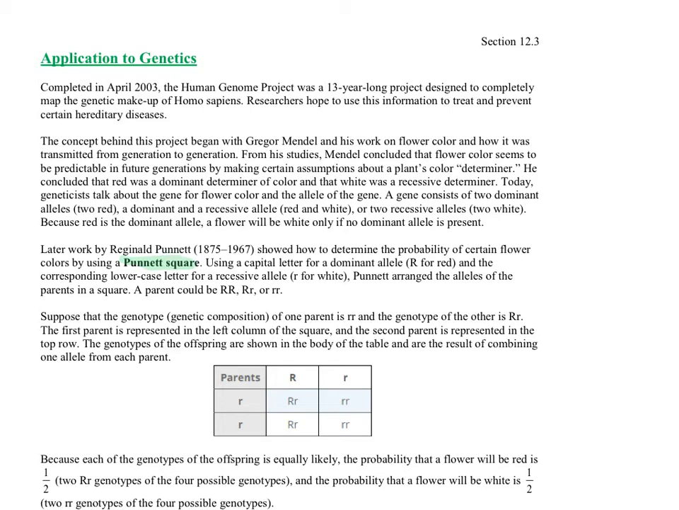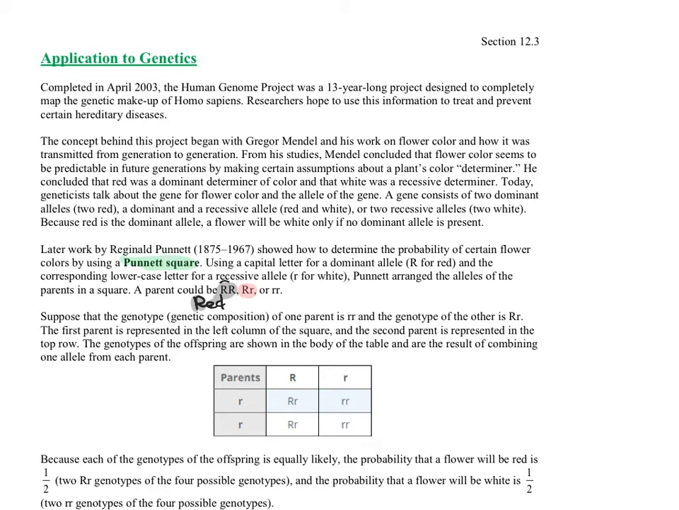It says, using a capital letter for a dominant allele, R for red, and the corresponding lowercase letter for a recessive allele, a lowercase r for white, Punnett arranged the alleles of a parent in a square. A parent could be capital R, capital R, which would be dominant and red; capital R, lowercase r, which would be called a carrier but is still red; or lowercase r, lowercase r, which would be white. Whether it's two capital R's or one capital R, both of those would have red color.